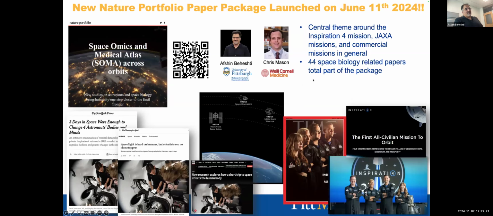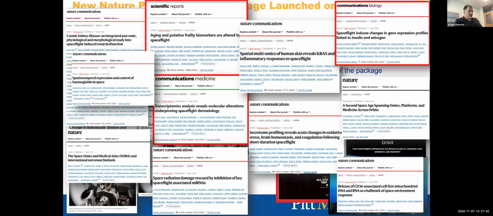So that's exciting. But there are also lots of papers that the community put out together. 22 of them are from Chris and I, or a little more, and they included data for Inspiration 4. So take a look at that. And although the paper I'm going to talk about came out after this package, it does include data from this mission. And there are lots of papers.